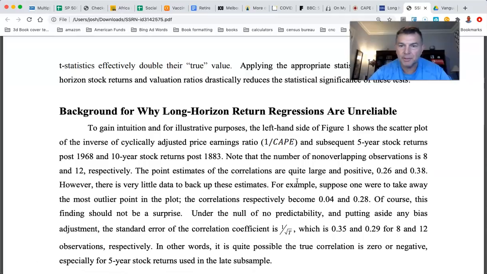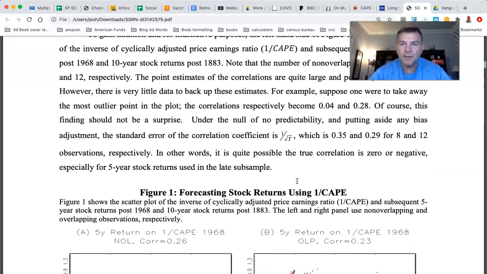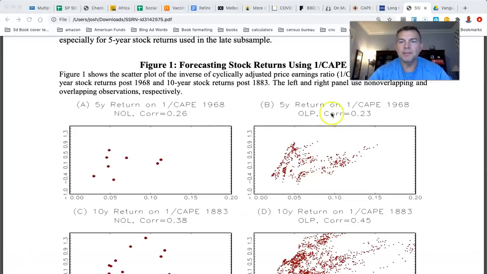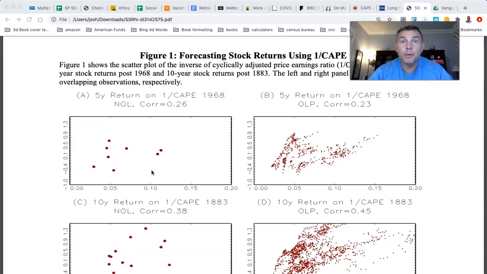All right, so I want to show you something here. Let me see if I can find it. Let me pause it real quick. Yeah, so here's the CAPE and here's the non-overlapping. This is before 2020. I think this was written in 2017.